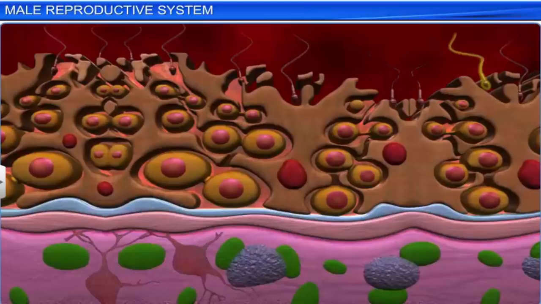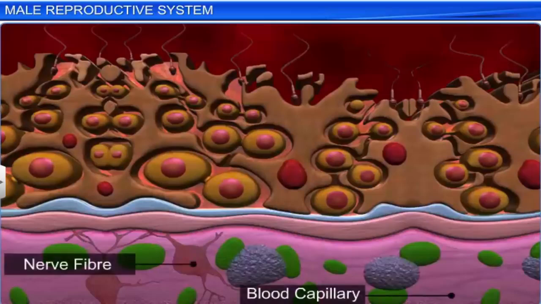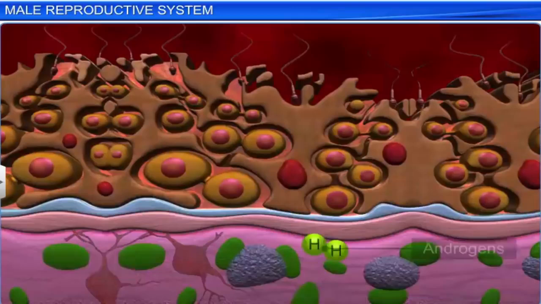This process is called spermatogenesis. The Sertoli cells provide nutrition to the germ cells. The regions outside the seminiferous tubules contain blood capillaries and nerve fibers, and small groups of large glandular cells called interstitial cells or Leydig cells. Leydig cells synthesize and secrete testicular hormones called androgens.